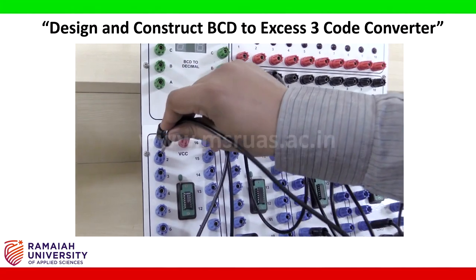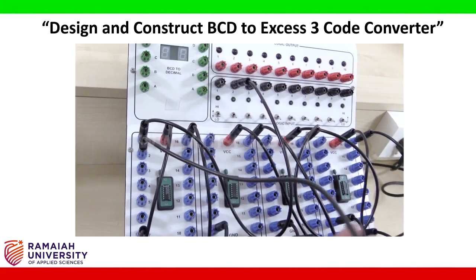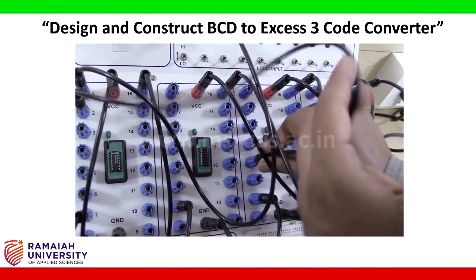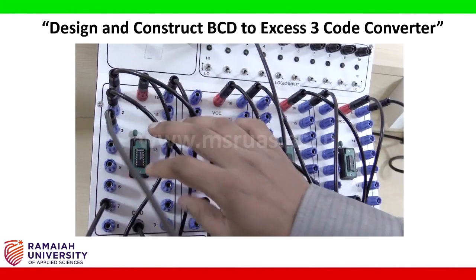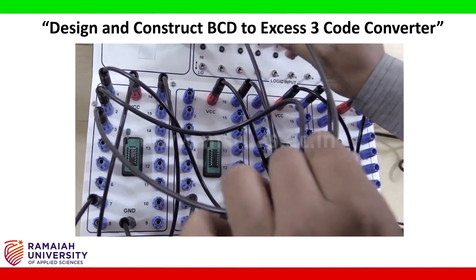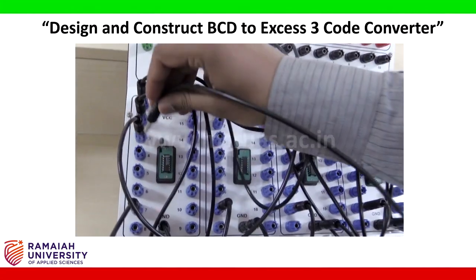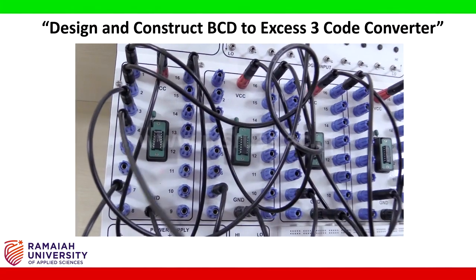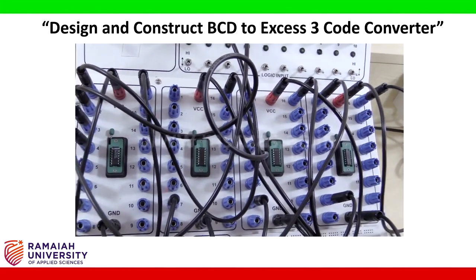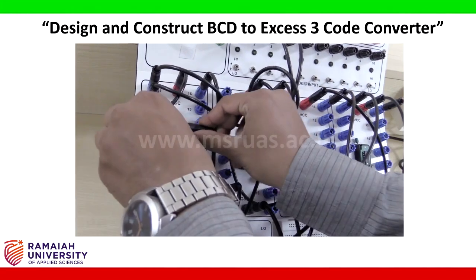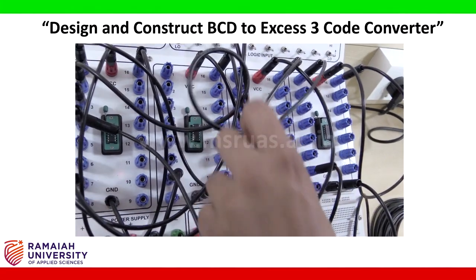Pin number 2 of the NOT gate is connected to pin number 5 of the AND gate, that is here. Pin number 3 of the NOT gate is connected to another input, that is C here. Pin number 4 of the NOT gate is connected to pin number 1 of the 3 input AND gate here. Pin number 4 of the same NOT gate is also connected to pin number 9 of the 2 input AND gate here.